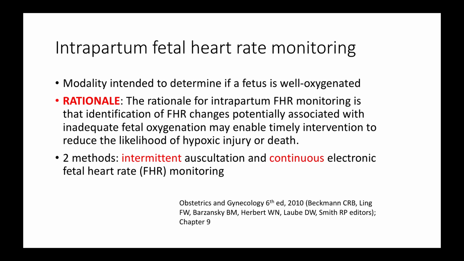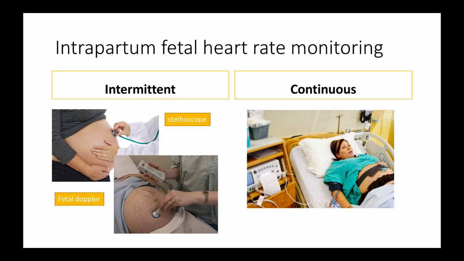There are two methods by which we can do fetal heart rate monitoring: intermittent auscultation or continuous electronic fetal heart rate monitoring. For this lecture, we will focus more on continuous electronic fetal heart rate monitoring. The picture on the left shows an example of intermittent fetal heart rate monitoring. We can either use fetal Doppler or a stethoscope. The picture on the right is an example of continuous electronic fetal heart rate monitoring.